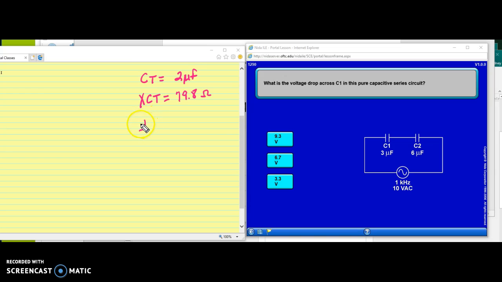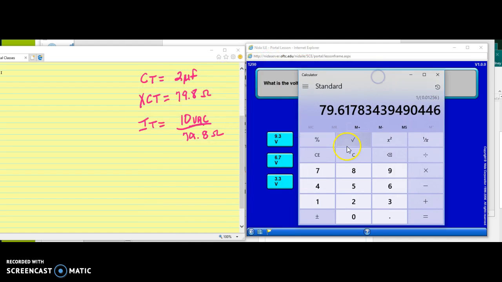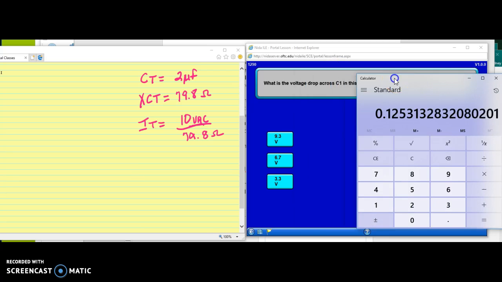So let's do I total is going to equal 10 volts AC. We don't have to write AC, but we did anyway, so we shall. And we're going to divide that by 79.8 ohms. So just simple Ohm's law again. We'll whip out the trusted calculator, and we'll say 10 divided by 79.8 equals. And we've got 125 milliamps, or 0.125 amps if we want to stick with base units.